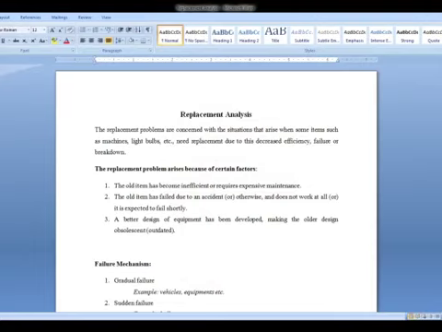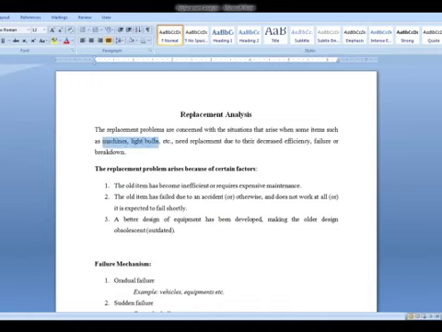So today we are going to see what is replacement analysis. Replacement analysis is a new chapter. Replacement analysis problems are concerned with situations that arise when some items, such as machines, light bulbs, etc., need replacement due to their decreased efficiency, failure or breakdown.